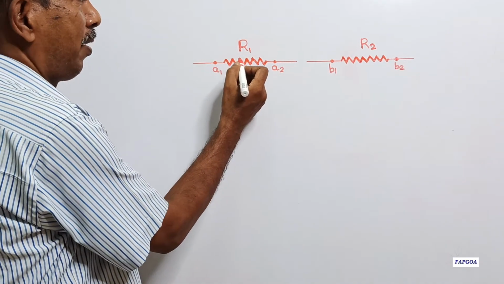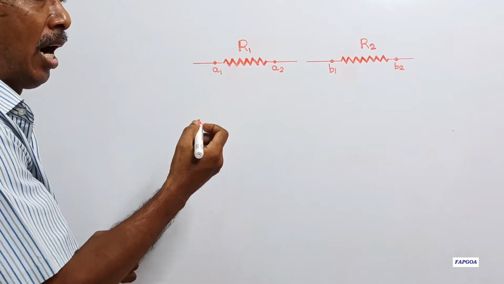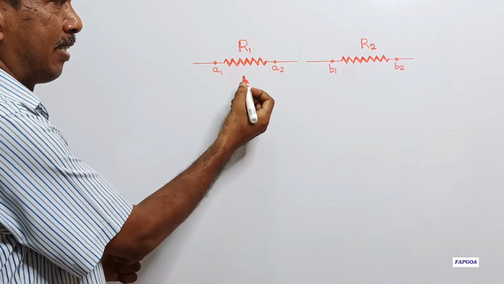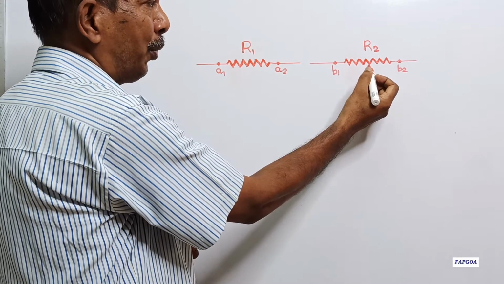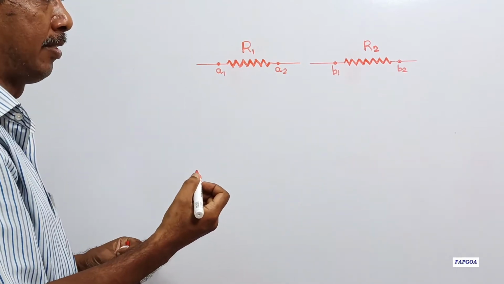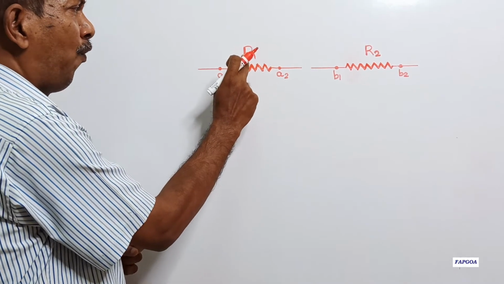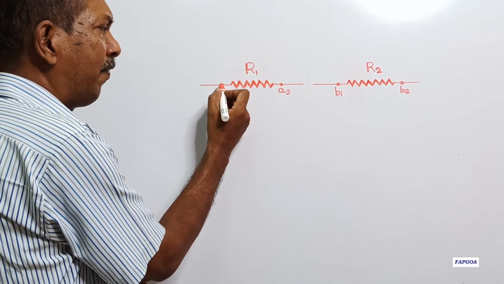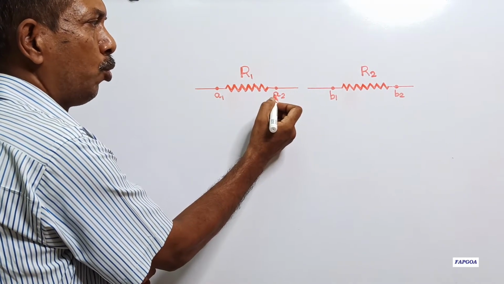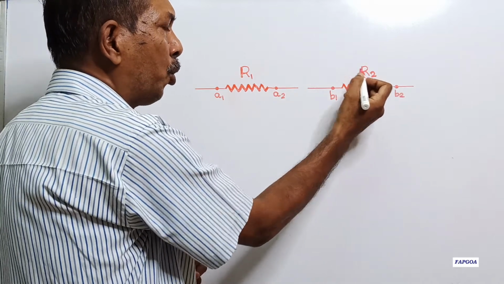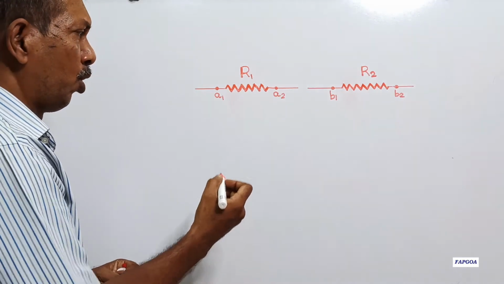Now here you see resistance R1. So resistance R1 is a fixed resistance, and so also resistance R2 is a fixed resistance. Now so far they are not connected. Now for R1 I have written two terminals, A1 and A2. For R2 I have written terminals B1 and B2.